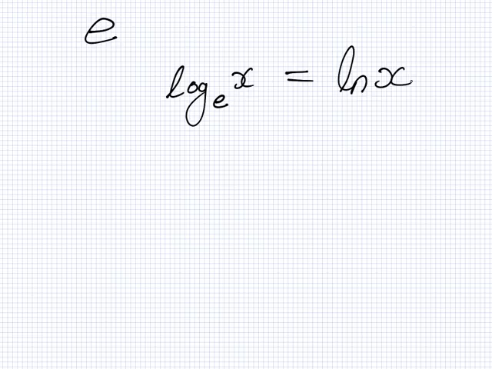So for example, what's ln e squared? 2. E to what power makes e squared? 2. Yeah. So ln e is actually 1? Yes.